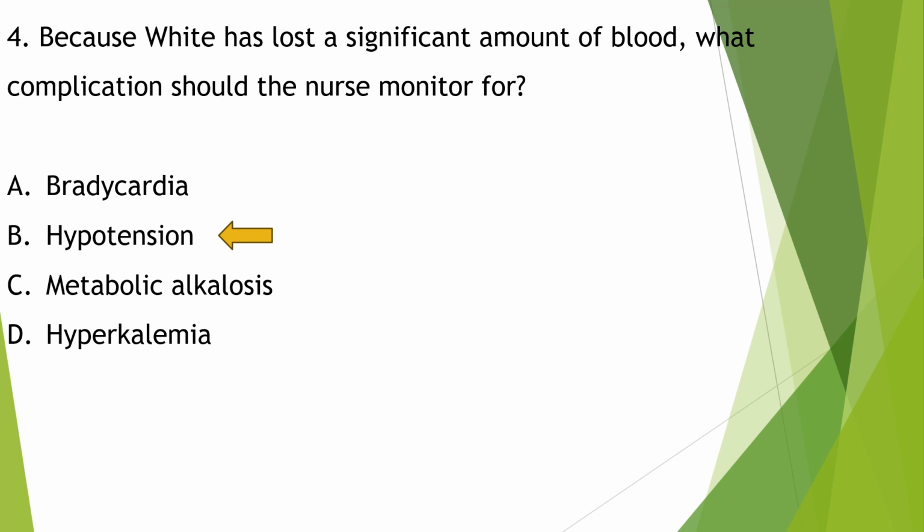Bradycardia is not a sign of hemorrhagic shock. Tachycardia would be expected. Metabolic alkalosis is not caused by severe blood loss. Metabolic acidosis would be expected with severe blood loss and hypotension due to the presence of anaerobic metabolism. Hyperkalemia is caused by the lysis of blood and muscle cells spilling the cellular contents into the intravascular space.